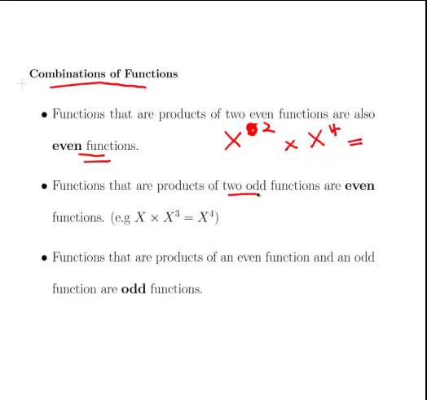Functions that are products of two odd functions are also even. This is a bit of a strange one. People wouldn't sort of catch this, and it's in this sort of situation where trying out a few values and seeing how that works would help. For example, x times x cubed, we get x to the power of 4. Another example there: x cubed times sine x. That should be an even function.